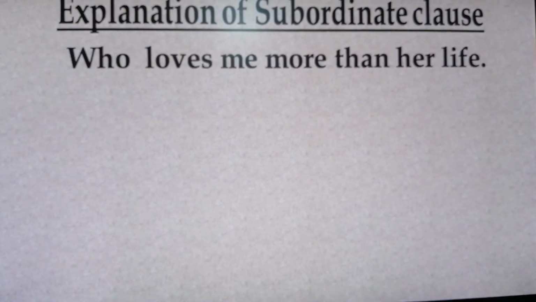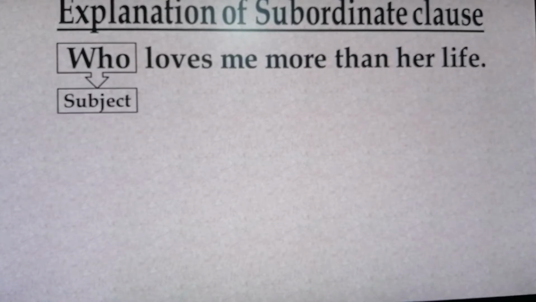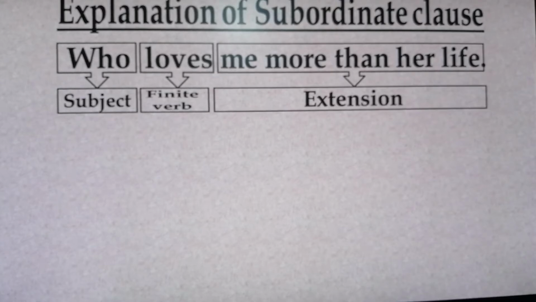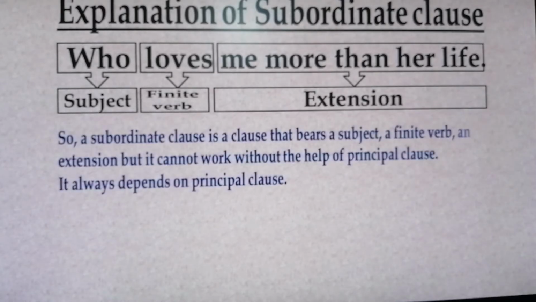Next slide. Explanation of subordinate clause. Who loves me more than her life? Who, subject, loves, finite verb, me more than her life. So, a subordinate clause is a clause that bears a subject, a finite verb, an extension. But the difference is that a subordinate clause cannot work without the help of a principal clause. It always depends on the principal clause.